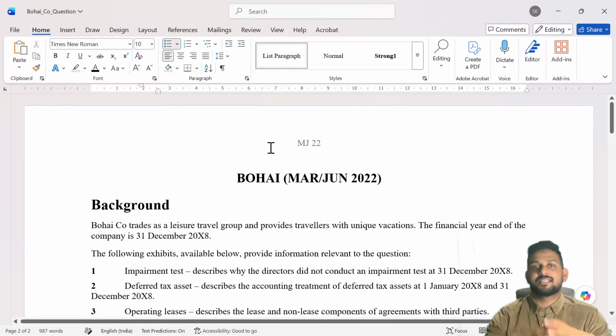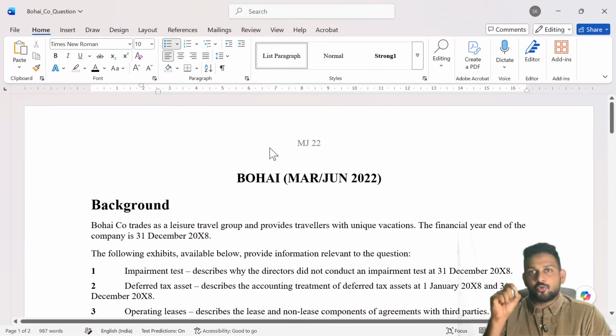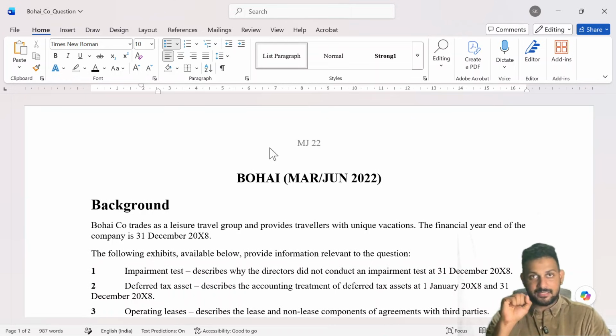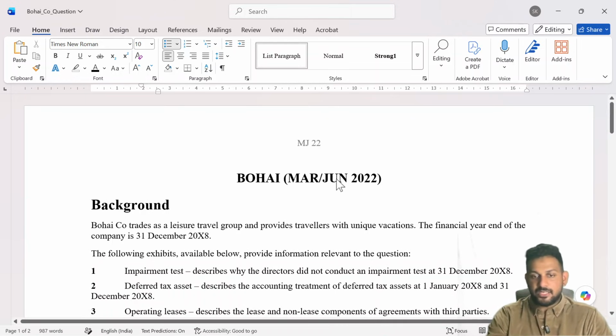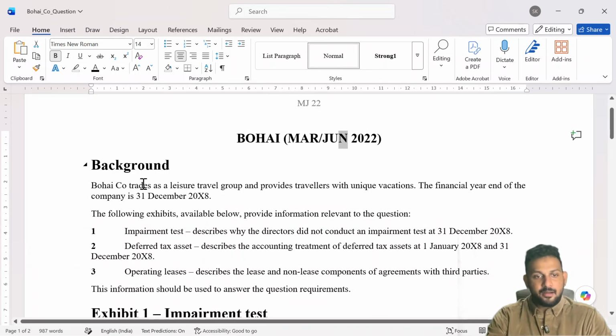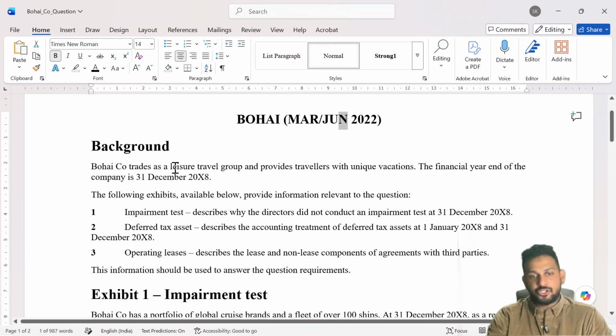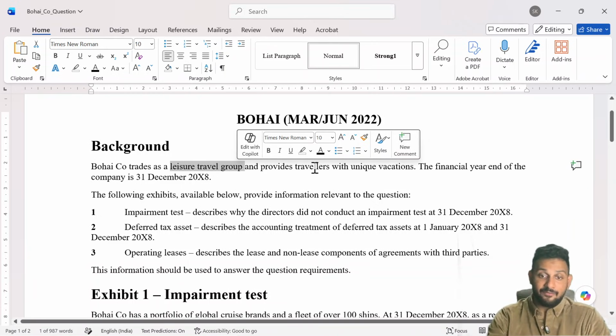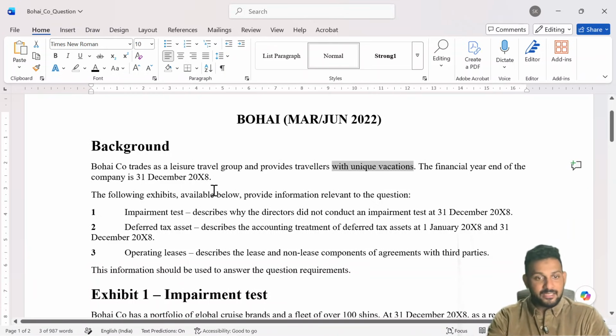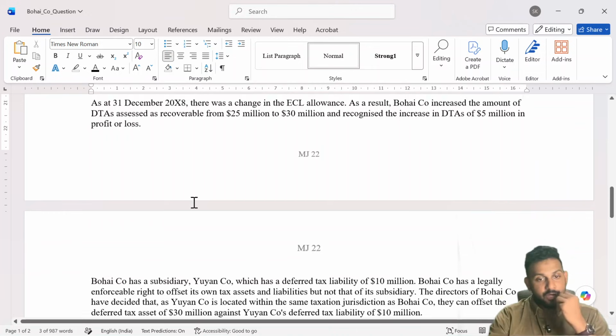Hello guys. So let's discuss a question from IAS 12 income tax. This question was tested in 2022. Bohai company trades a leisure travel group and provides travelers with unique vacations, and the year end is 31st December 2028.